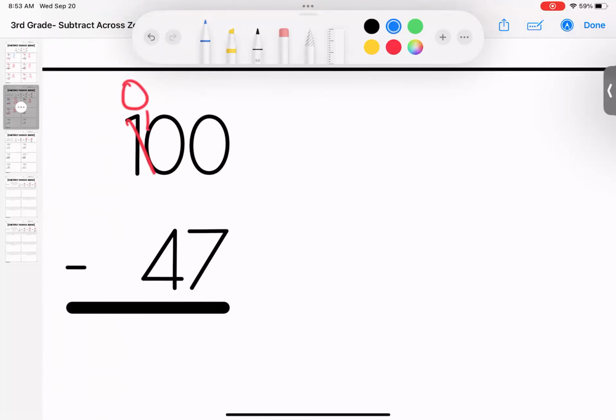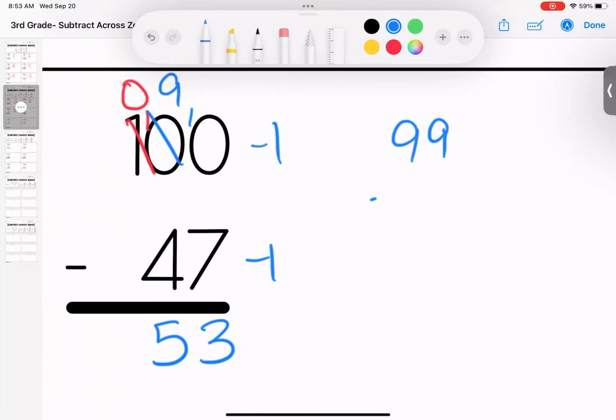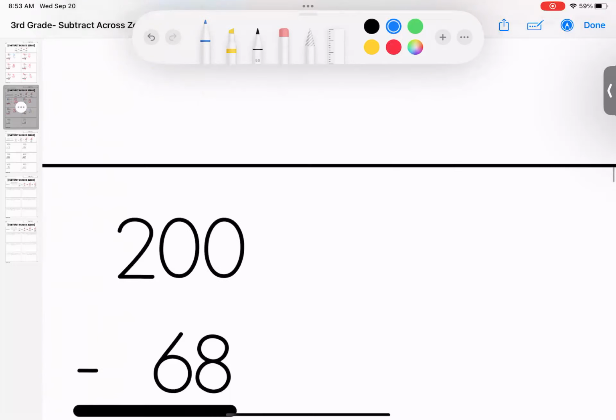Down here, 1 becomes a 0. 0 becomes a 10. 10 becomes a 9. 0 becomes a 10. 10 minus 7 is 3. 9 minus 4 is 5. Nothing minus nothing is nothing. Using our alternate strategy, we have 99 minus 46, which also gives us 53.